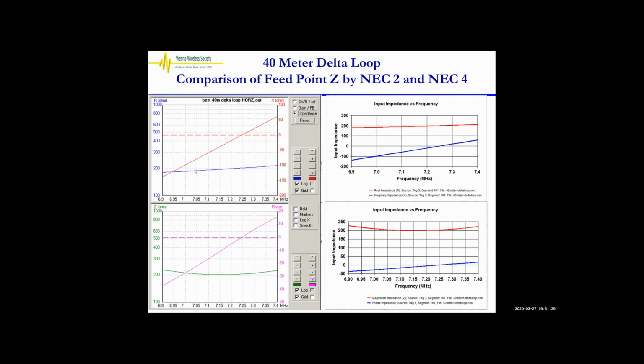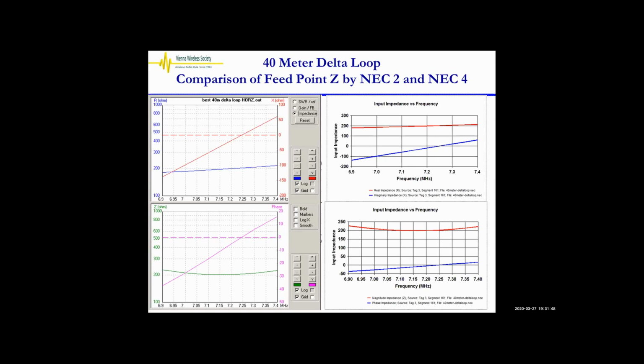You see my impedance is around 200 ohms, the real part. On my NEC 4 modeling, which is a little bit different display, again, the blue line in this case is my reactance. So again, I'm getting a resonant frequency right around 2.5 megahertz. So they agree with one another.